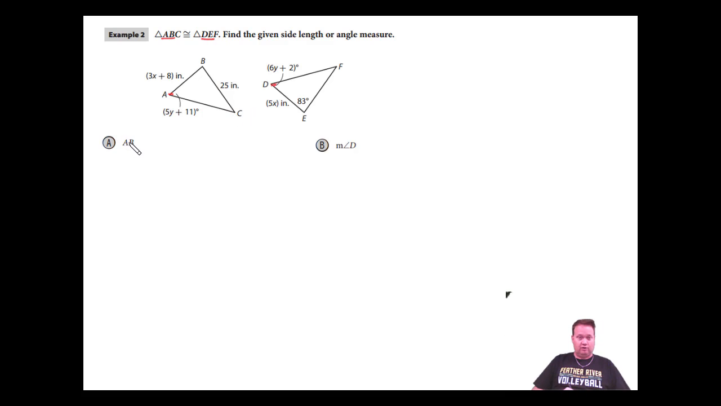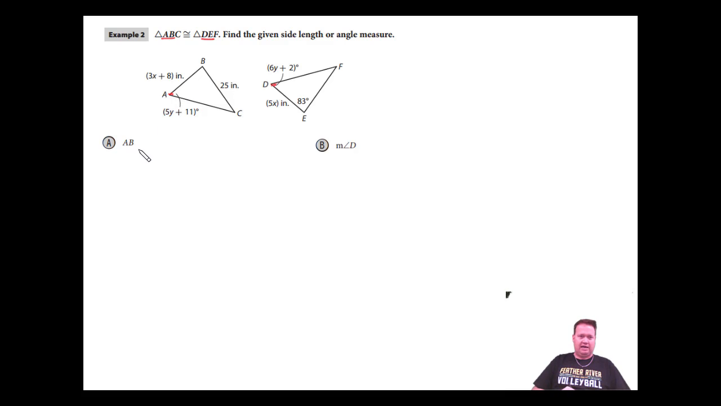And this question is asking me, how long is AB? That's what AB means without a bar over it. It means how long is the distance from A to B. And on this question over here, they're asking me to find the measure. That's what that M stands for, the measure of angle D, which is how many degrees is that angle. Notice they're not asking me what X is or what Y is, but we do have to figure that out.